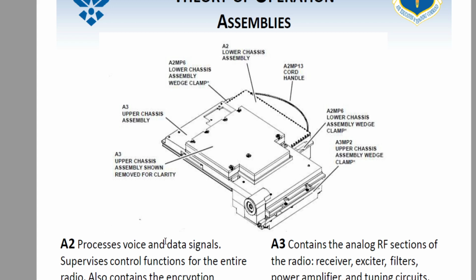A2 is used for processing voice and data signals. It supervises control functions for the entire radio. It also contains the encryption and crypto assemblies. Remember we were talking about CCI yesterday? I know you guys weren't in the chat yesterday, but if you listen to the video up above, I discussed CCI. Does anybody know what CCI is? Sarmbudro, what's CCI? Yeah, cryptographic controlled item.